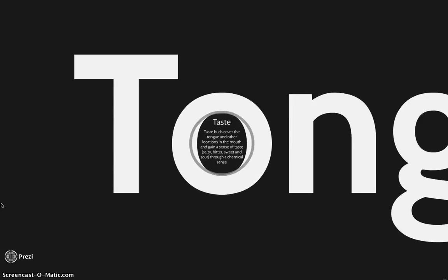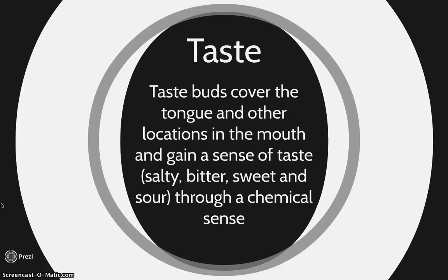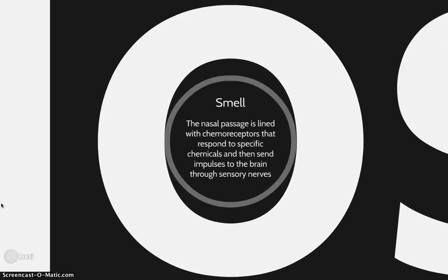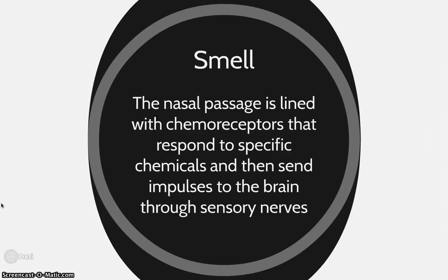Next is the tongue. The tongue controls taste. Taste buds cover the tongue and other locations in the mouth and gain a sense of taste, salty, bitter, sweet, and sour, through a chemical sense. Next is the nose. The nose controls smell. The nasal passage is lined with chemoreceptors that respond to specific chemicals and then send impulses to the brain through sensory nerves.